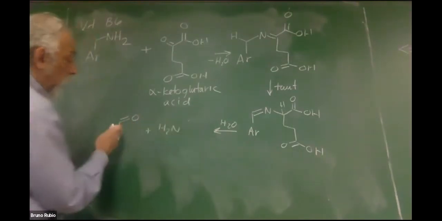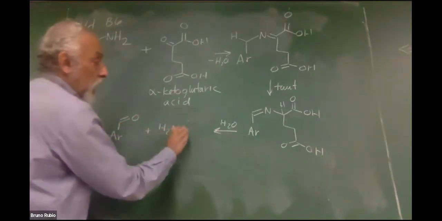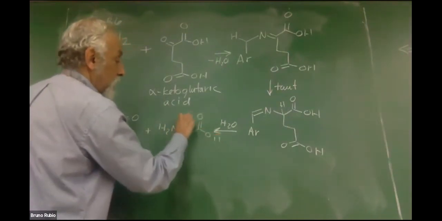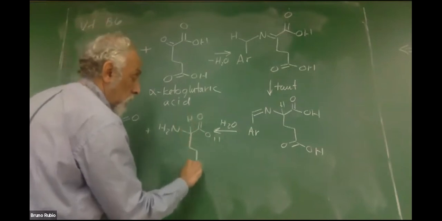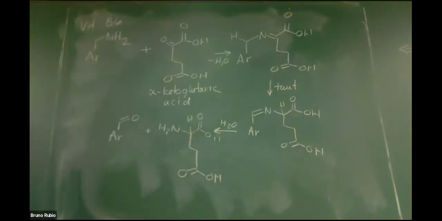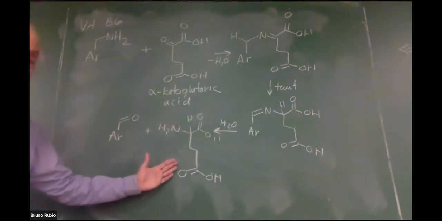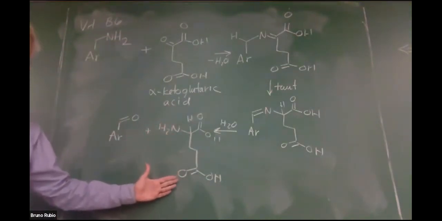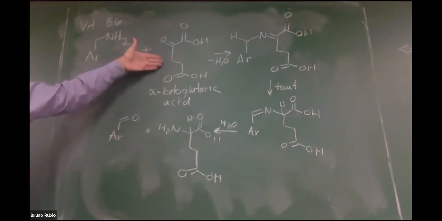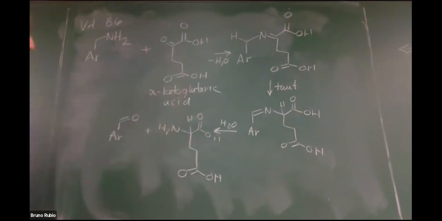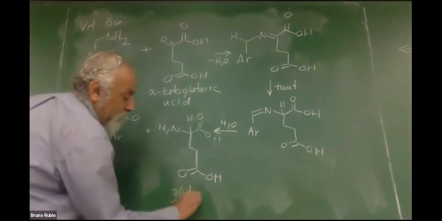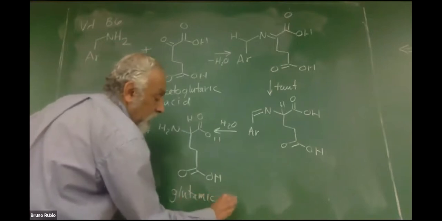So there's our carbonyl group. There's our primary amine. So what has been created here is another non-essential amino acid derived from something that was not an amino acid. And this is called glutamic acid.